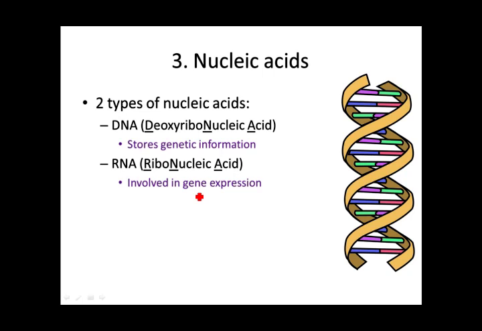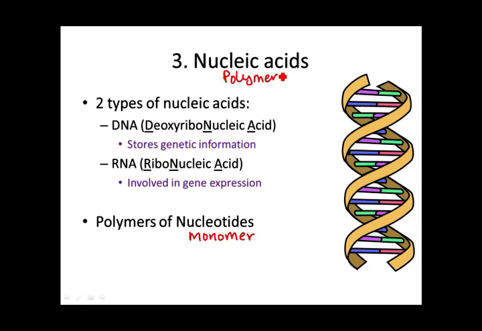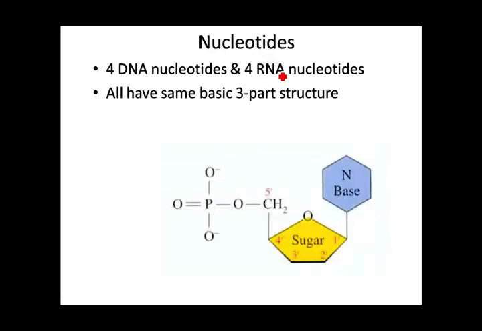Okay. Today we're going to talk about nucleic acids and what they're composed of. They're polymers of nucleotides. So what that means is that the nucleotide is the monomer that when you take many of them and link them together, you form a nucleic acid, and that is the polymer. Okay. So let's look at the nucleotides. So there are 8 total types of nucleotides. They do have a lot of similarities, but there are 4 DNA nucleotides and there are 4 RNA nucleotides.